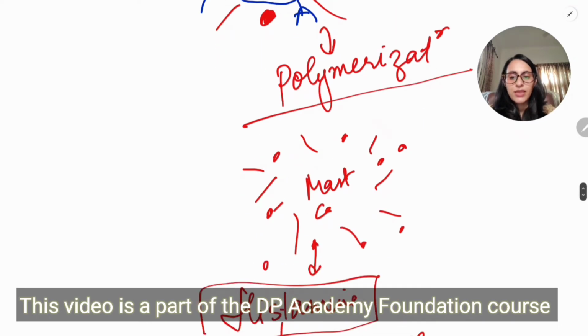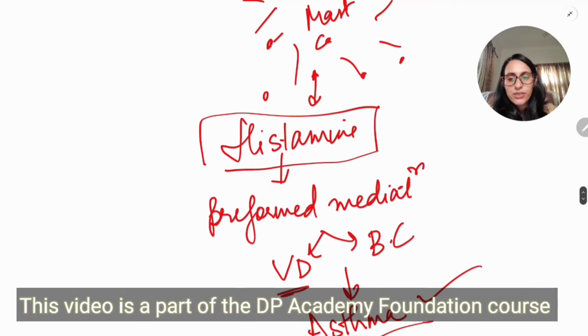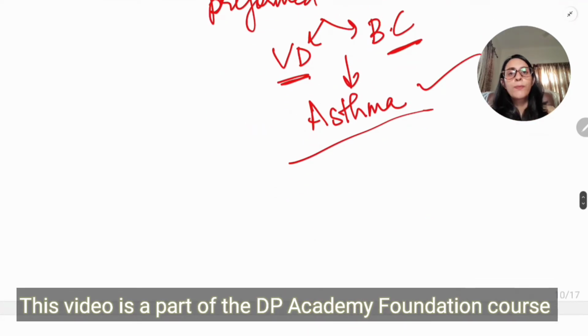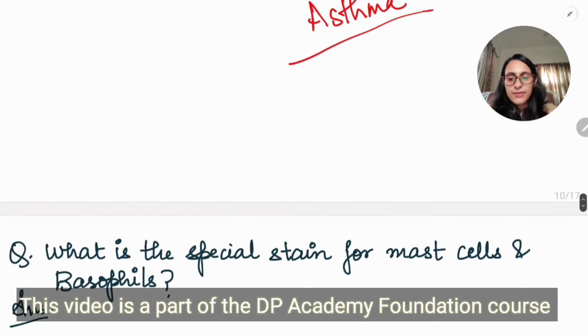And what is the role of histamine? It is a preformed mediator. It causes vasodilation and bronchoconstriction. That means it is going to lead to asthma. So this is the whole process of type 1 hypersensitivity.